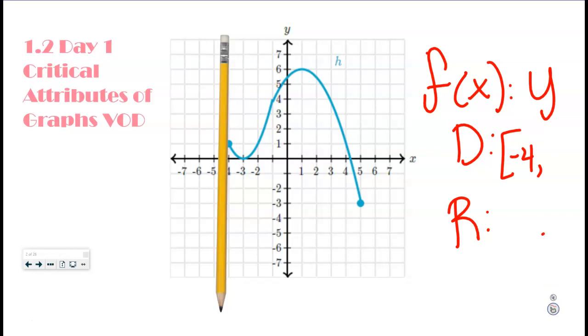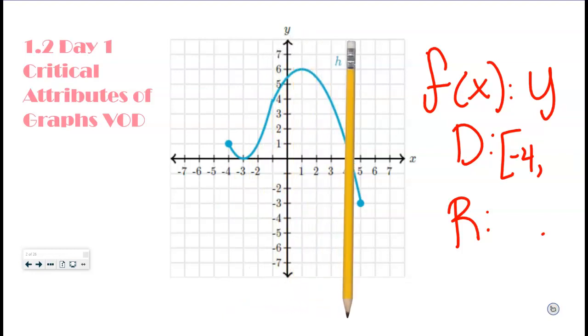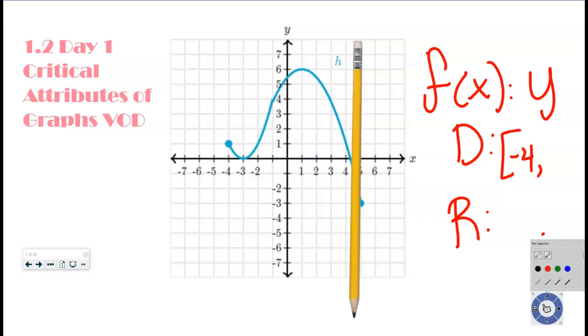So going back to my pencil, I'm scanning, boom. There's where the graph stops. The graph stops where x equals 5. And that is going to be a bracket because it's a closed dot. All right, now let's go ahead and talk about range.